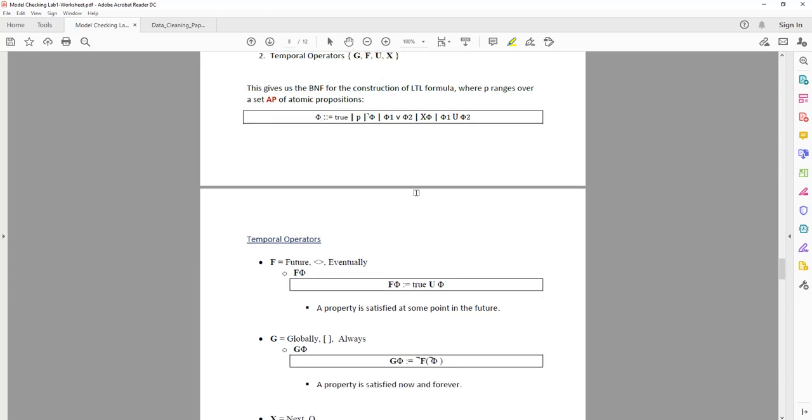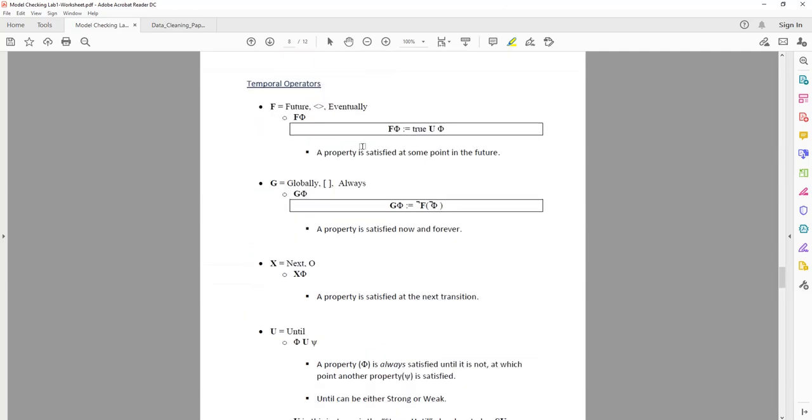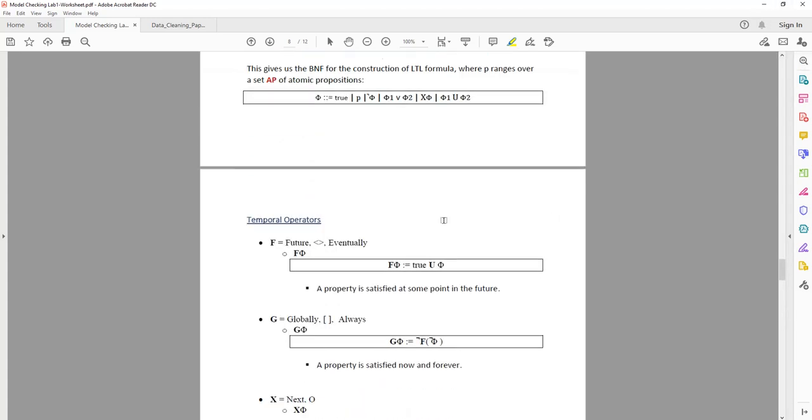So let's go through our temporal operators: G, F, U, and X. F means in the future, also denoted by this diamond shape, or eventually. This basically means a property is satisfied at some point in the future. So if you see F of phi, F of our formula, or property, if you wish, it basically means true until this formula, phi. You'll notice that F of phi is not in our BNF syntax for LTL. However, we can achieve it using true until phi.